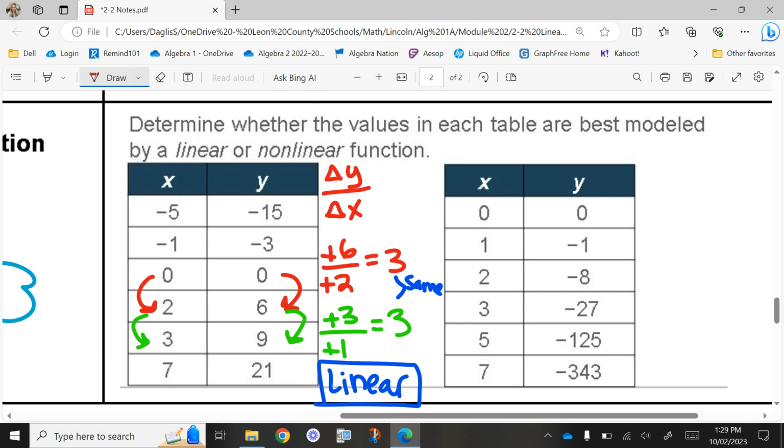Let's start at the top. How does 0 become -1? Subtract 1. Good. How did 0 over here become +1? Add 1. So what's -1 over 1? -1. There we go.